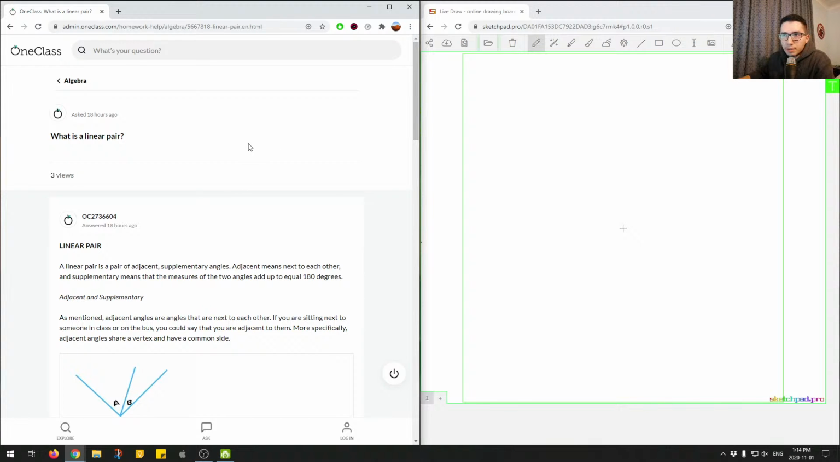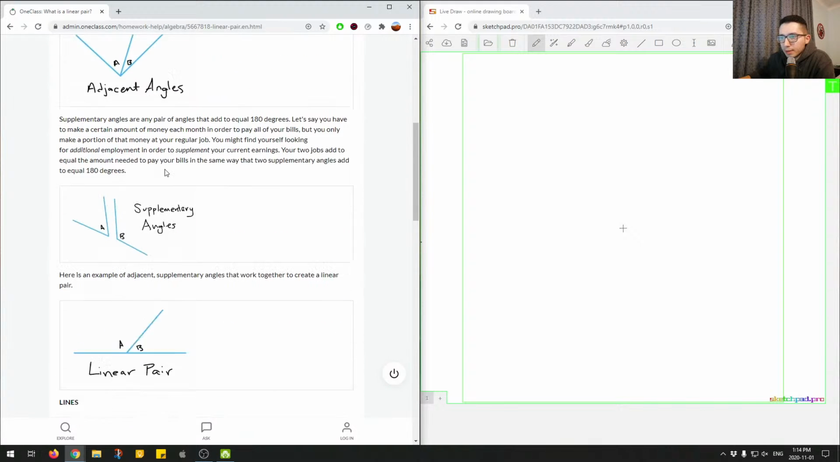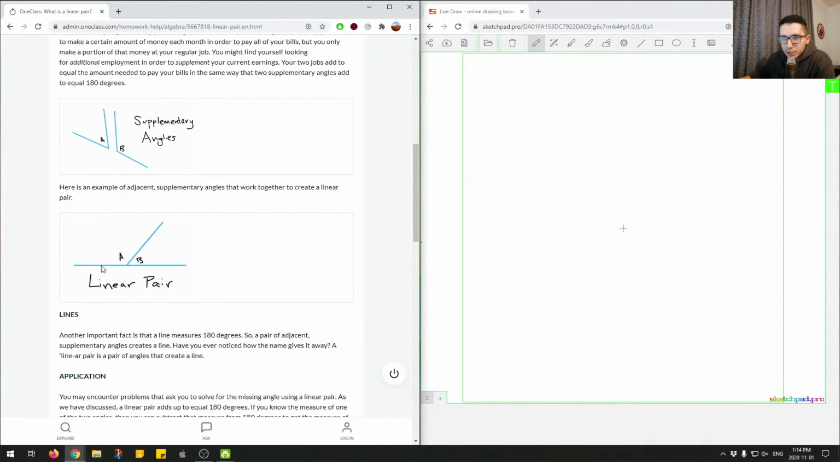So we're gonna verify the answers presented by the junior tutor, and then we'll go through a step-by-step process on how to get to that solution. So here we're asked, what is a linear pair? A linear pair has to do with angles, and I believe there's a picture down here. This picture right here describes what a linear pair is.